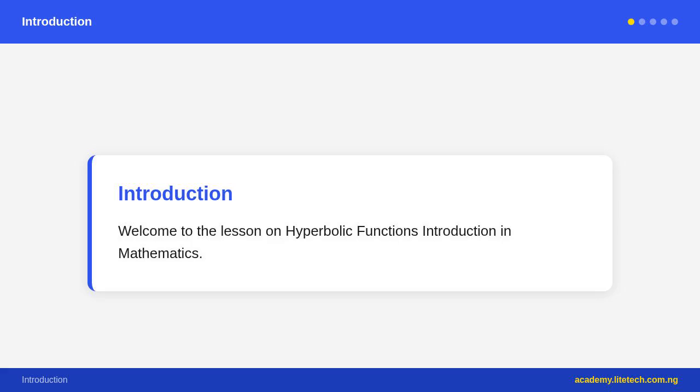Hyperbolic tangent, written tanh x, equals sinh x divided by cosh x, which equals e to the x minus e to the negative x, divided by e to the x plus e to the negative x.